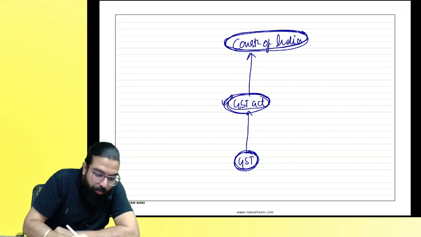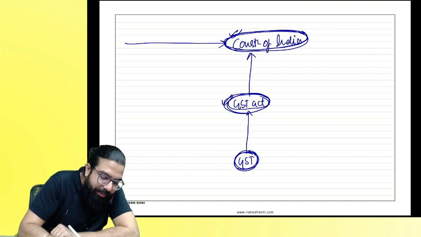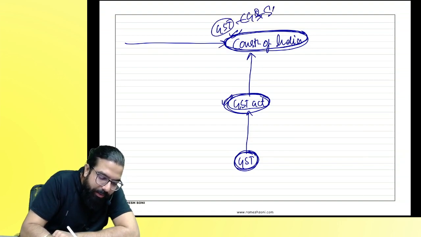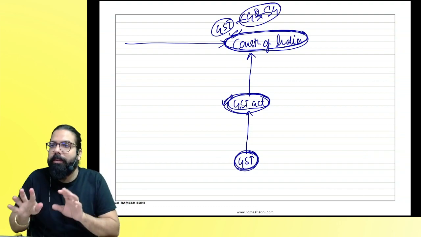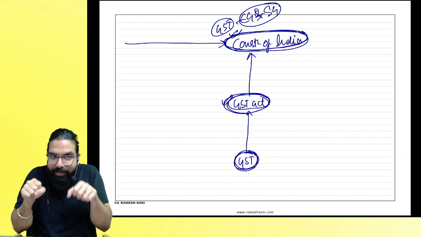It means, first of all, you will have to amend the constitution and put in that GST ka law can be made by central government and state government. Correct or not? Central government will make CGST ka law. State government will make SGST ka law.